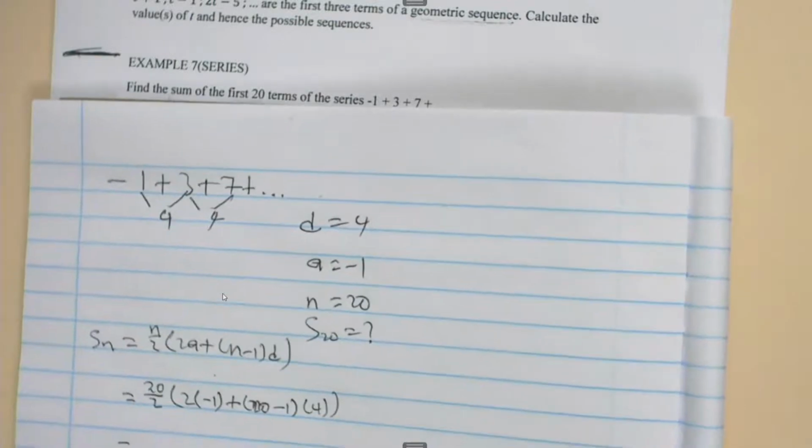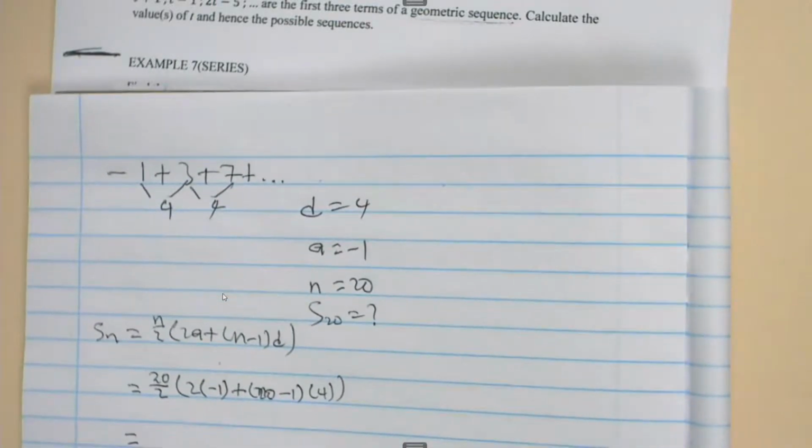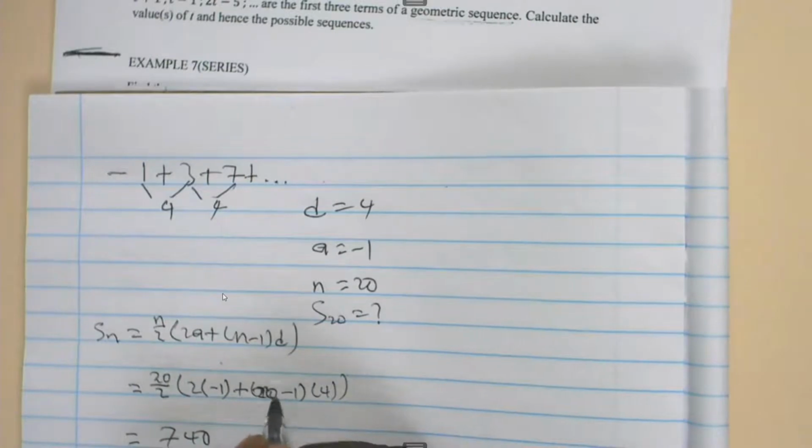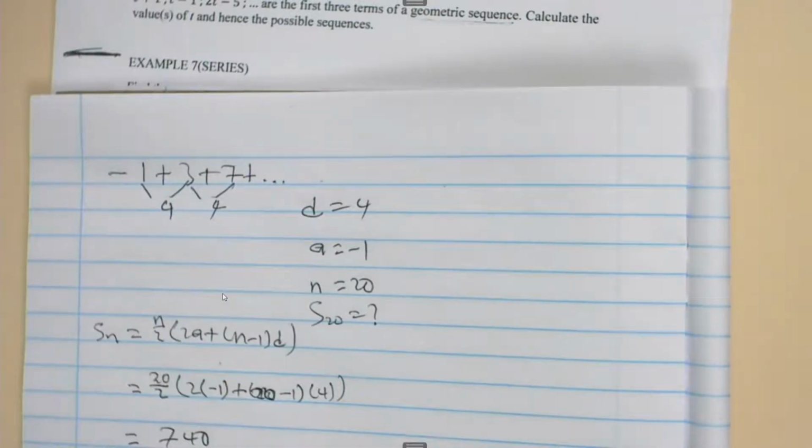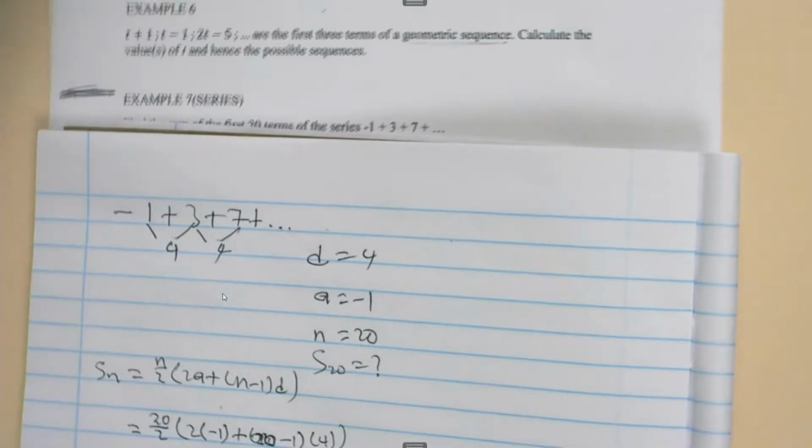The sum of the first 20 terms of this series would be 740. If you were to punch this in your calculator, this is 20 here. Yes. Okay, and then the second example.